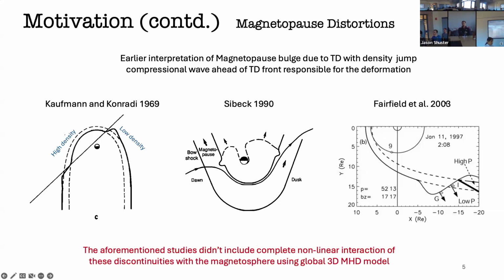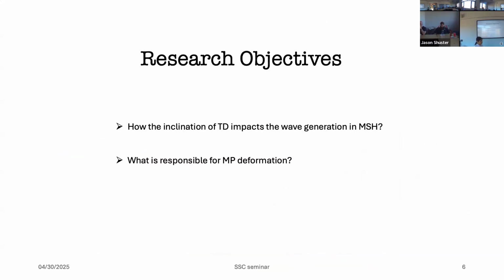In 2003, Fairfield et al. did an observational analysis and found a similar structure happening because of these discontinuity interactions. However, not a lot of focus has been given to using a global MHD model. They focused mostly on the foreshock transient events. So to bridge that gap, we started looking at MHD simulations of these interactions.